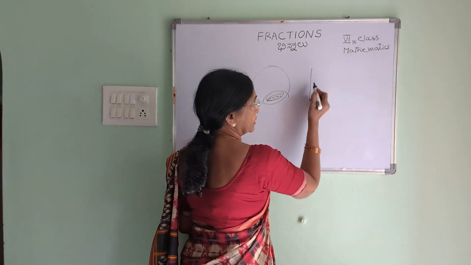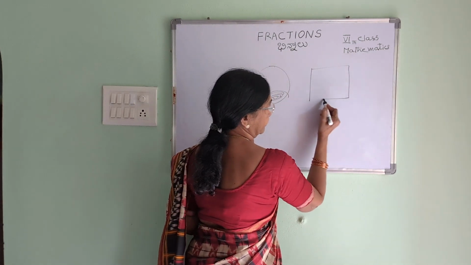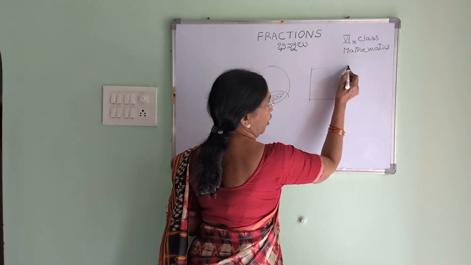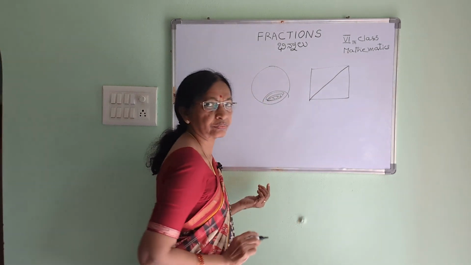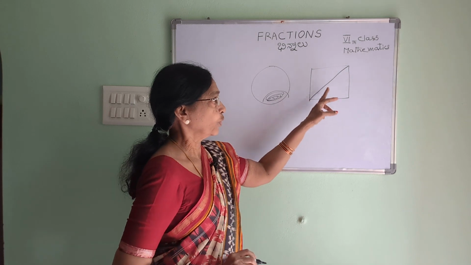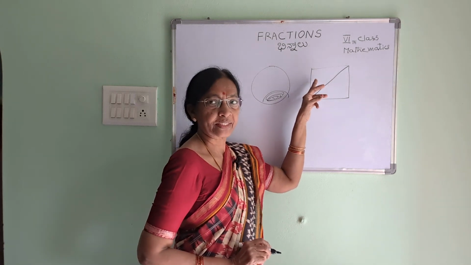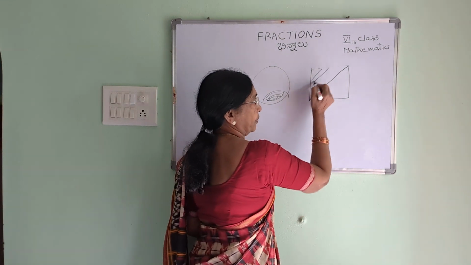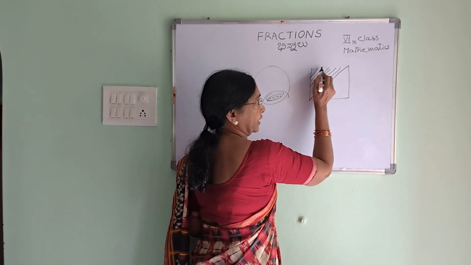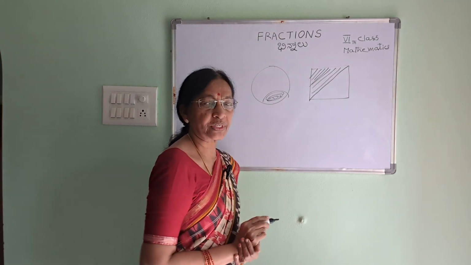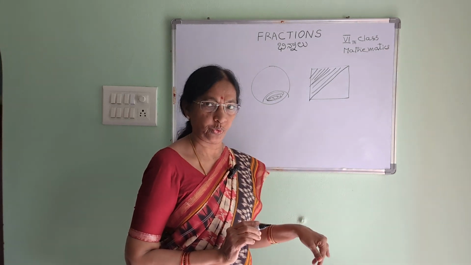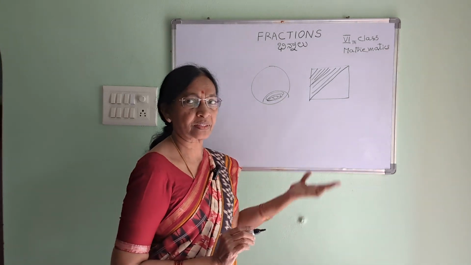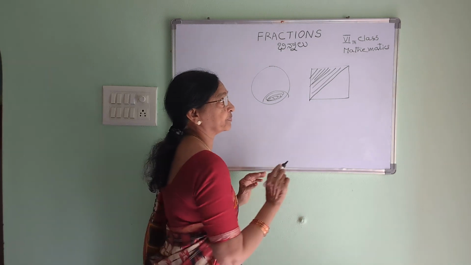Suppose we consider a square and make it half. So we made this square into 2 equal parts. So one part is shaded. This shaded portion is a fraction of the whole. What fraction is this shaded portion?